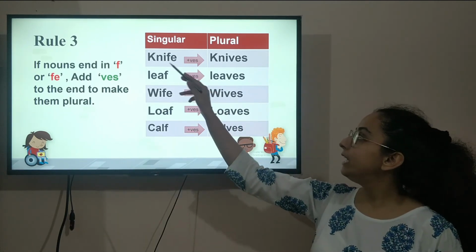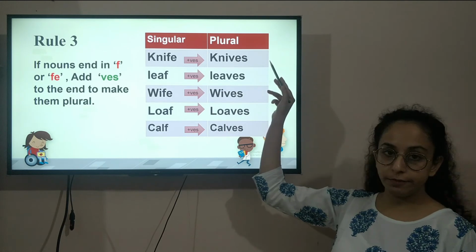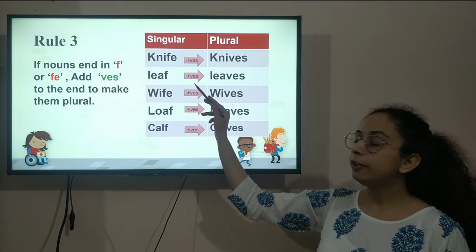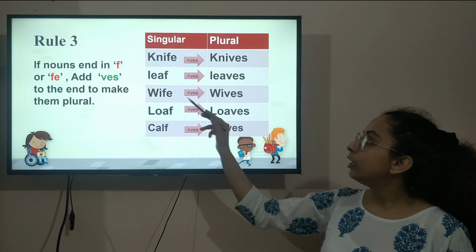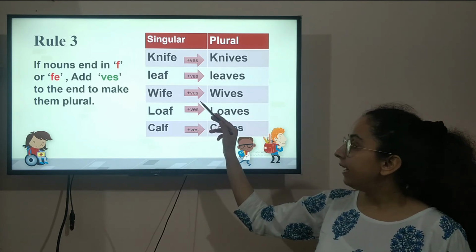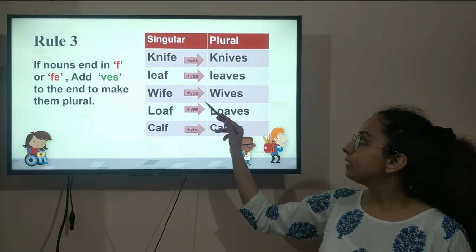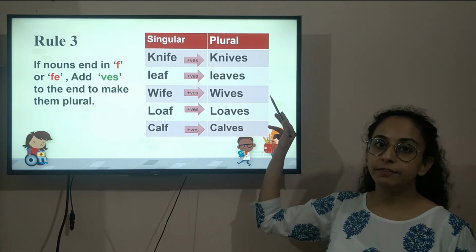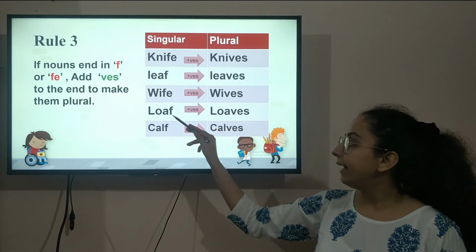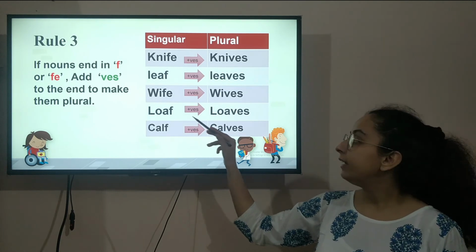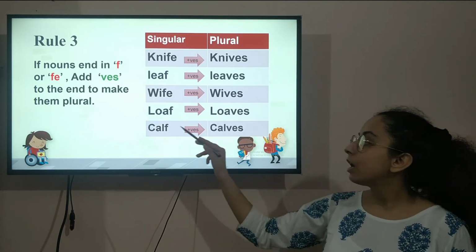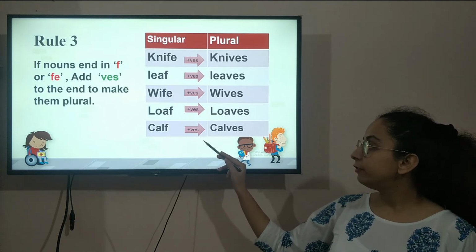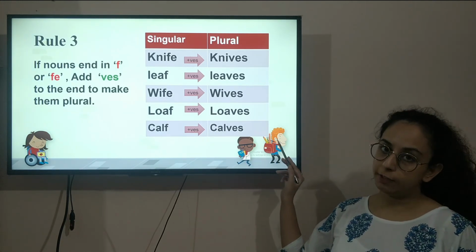Okay, so knife, knives. Leaf, add ves after it, it will turn into leaves. Wife, add ves after it, it will turn into wives. Loaf, ending with f, add ves after it, it will turn into loaves. Calf, add ves after it, it will turn into calves.